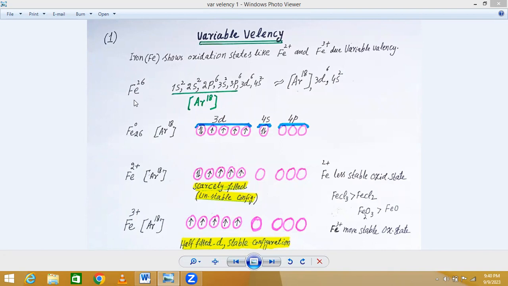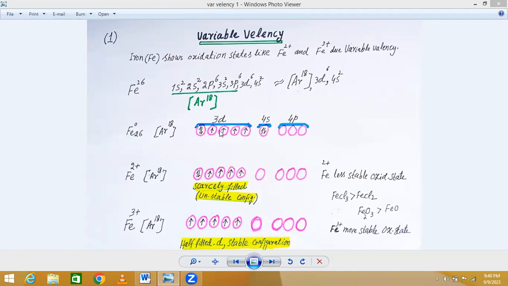The electronic configuration of iron can be written as 1s2, 2s2, 2p6, 3s2, 3p6, 3d6, 4s2. Now, from 1s2 to 3p6, 18 electrons are completed. It is the configuration of argon. So simply we can write the configuration of iron as argon 18, 3d6, 4s2.